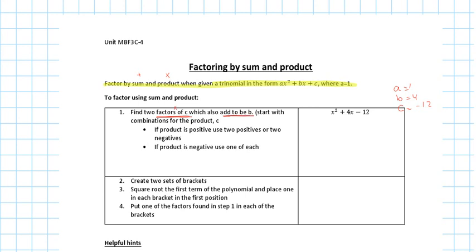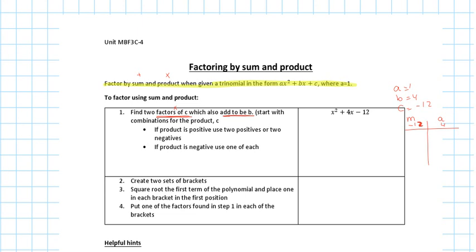So we're going to set a table. I'm looking for two numbers that multiply to c. What's c? Negative 12. And add, or sum. Do you want me to write multiply and add, or sum and product? Sum and product? Multiply and add. Okay. Now multiply to negative 12 and add to 4.